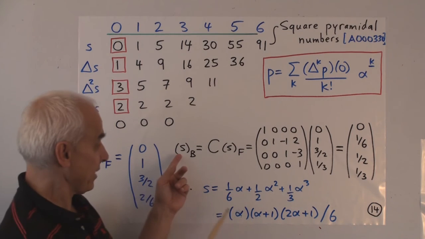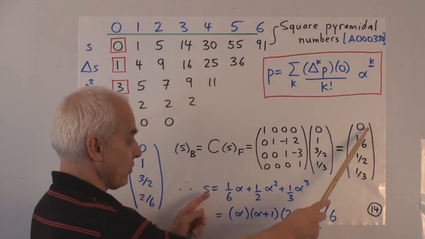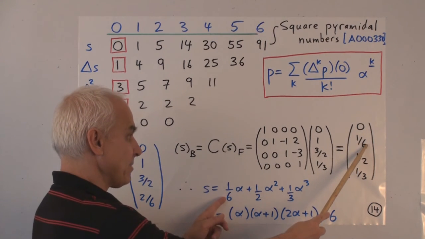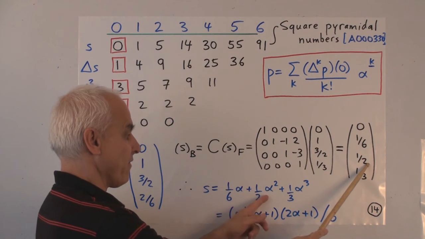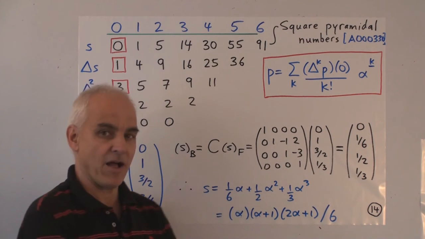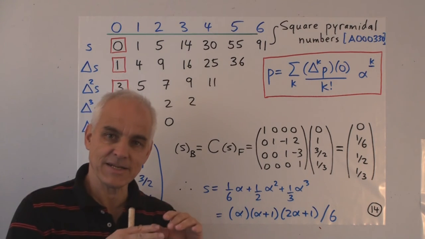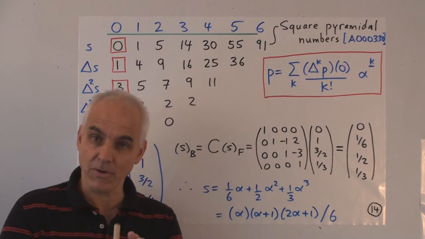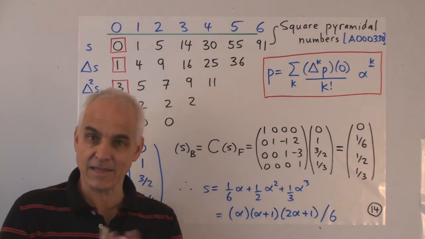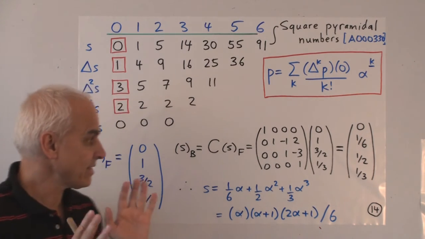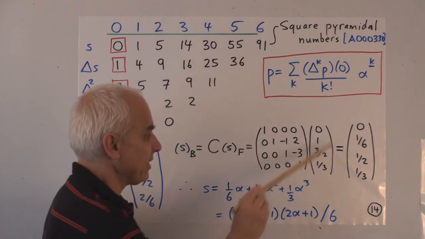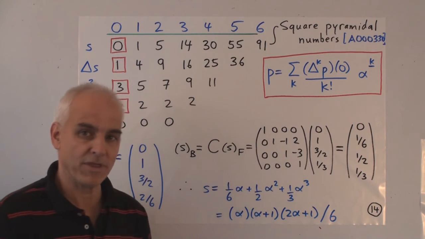And that simply means that the sequence is equal to 0 times 1 plus 1/6 times alpha plus 1/2 times alpha squared plus 1/3 times alpha cubed. All of that laborious expansion of falling powers and arithmetic to add them all up is captured for us by the linear algebra, working with the matrices.